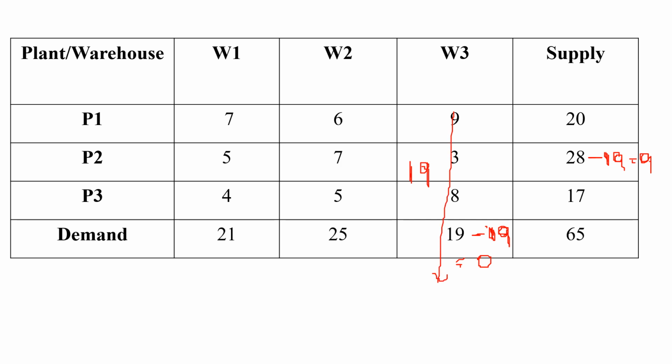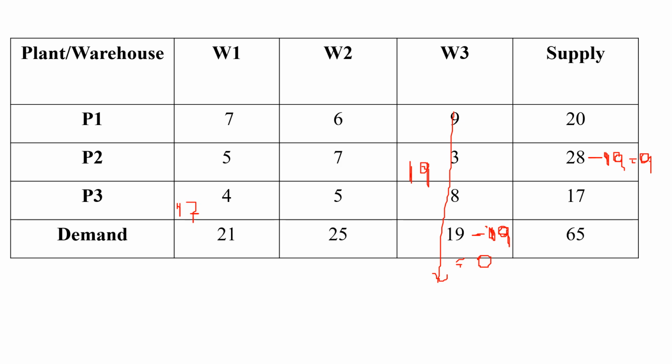Very simple. Then you have to check out 7, 6, 5, 7, 4, 5. Where is the smallest per unit cost? That is 4. Then you just check how much quantity, demand and supply are there. 17 is the supply, 21 is the demand. Then the maximum supply you have to give to that particular cell is 17.